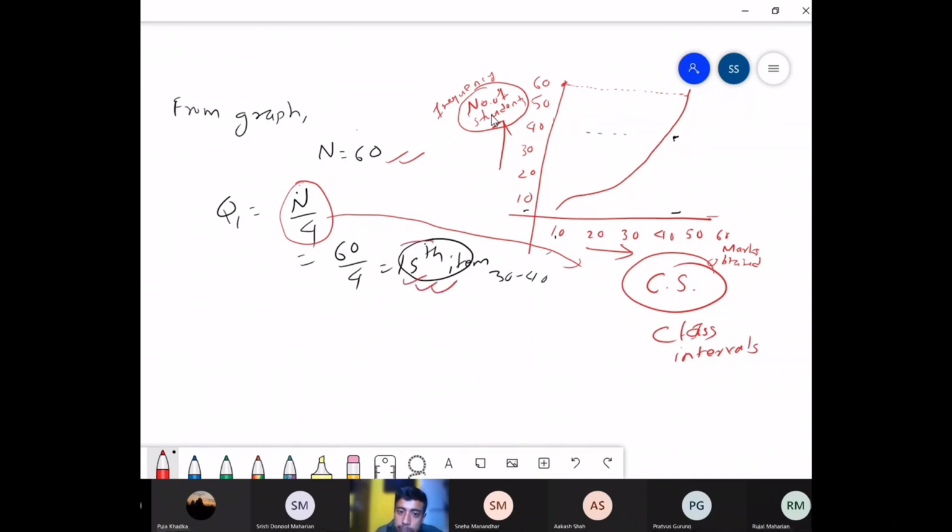Now for finding out this 15th item, we again look at the frequency. 15 is not exact here, but it lies between 10 and 20. So we consider it is nearly here. So this is 15, nearly. So what you do here is you draw a line from 15 to the curve, a dotted line like before. And where it touches the curve, from there you bring it straight down perpendicularly.